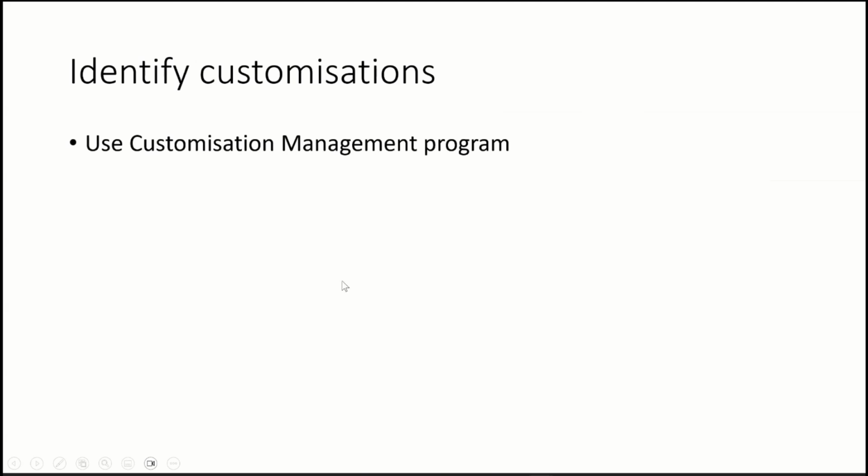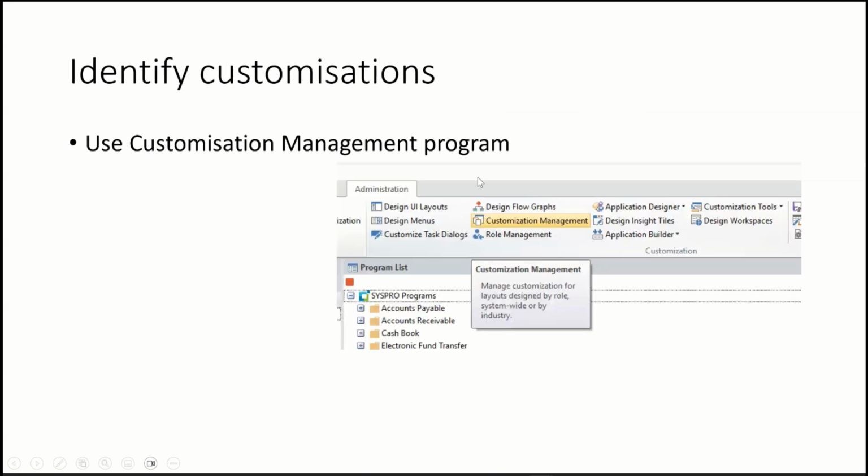You can use the customization management program, which is in the administration tab. Here it is. And when you pop on there, it will give you a list and the options to show the customizations by user, by role, or system wide. And that will give you an indication of which programs and which panes in the programs have been modified.